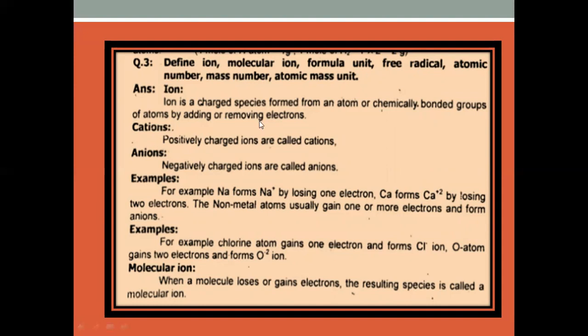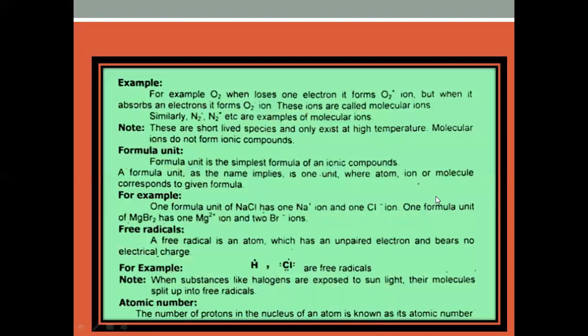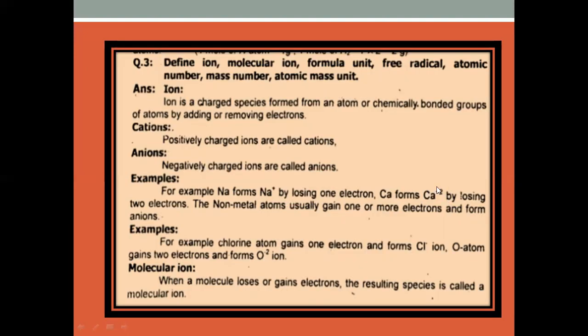Ion is a charged species formed from an atom or chemically bonded group of atoms by adding or removing electrons. Ions are formed when an atom gains or loses electrons. There are two types of ions: positively charged ions are called cations and negatively charged ions are called anions. For example, sodium after losing an electron forms the cation Na+, and calcium after losing 2 electrons forms a dipositive or divalent cation.